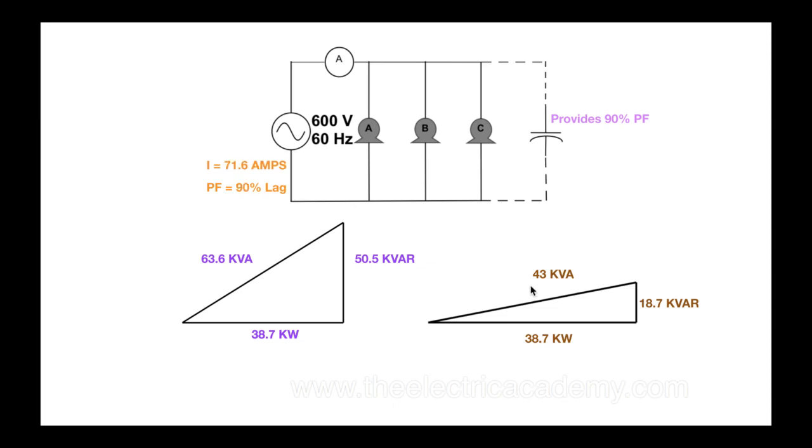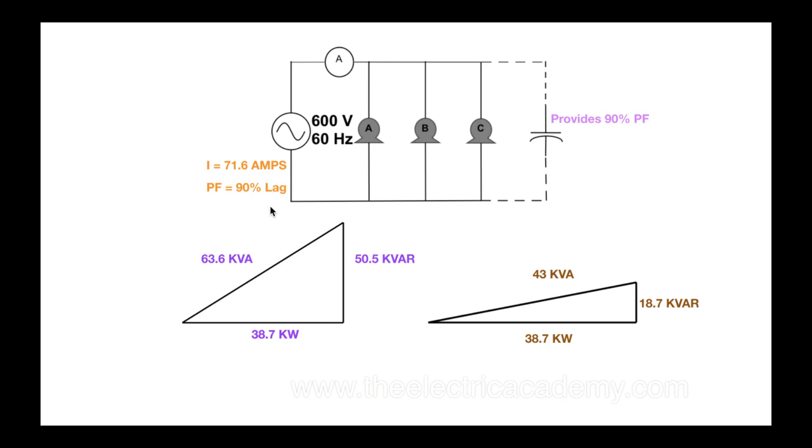I take 43,000 and divide it by 600 volts, and I get 71.6 amps. The machines are doing exactly what they were supposed to do before. Nothing's changed. You don't hear machines speeding up or slowing down, but my current has dropped drastically. That's huge, 71.6. And we also know that we already told you that we had a 90% power factor.